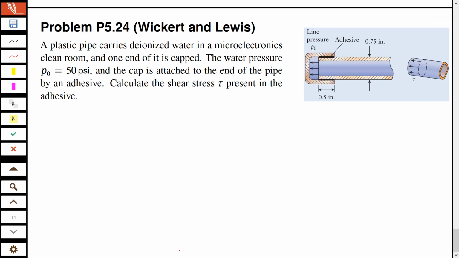The last question in this chapter. You have a plastic pipe, yeah? So this is the plastic pipe. It carries deionized water in a microelectronics clean room. ठीक है? Microelectronics clean room में जो है ना deionized water carry करने के लिए you have a plastic pipe.